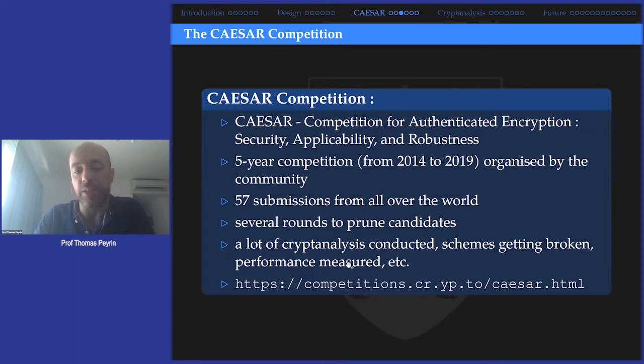And what is interesting is that a lot of work was actually generated thanks to this competition. There has been a lot of cryptanalysis conducted, so a lot of attacks, a lot of schemes getting broken, a lot of performance measured. It takes a lot of time to measure the performance of the ciphers to really compare them in different scenarios, depending on software, hardware. There are a lot of different kinds of software platforms you might consider. So it takes really a lot of time and effort. If you're interested, you can click on the link later. I guess the slides will be shared. You can click on the link if you want to see the various candidates and the teams, et cetera.